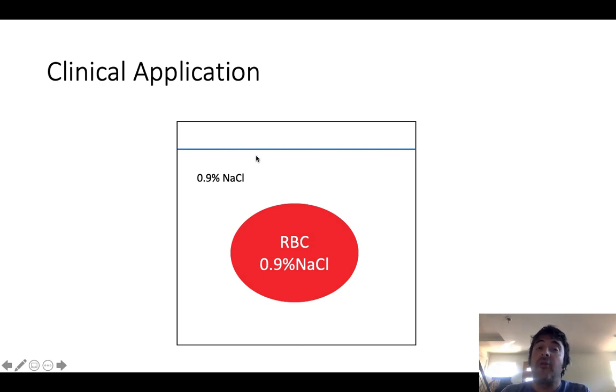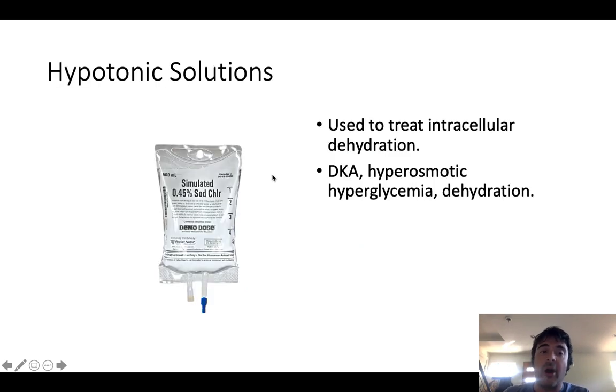If you're doing that, you don't want to play around with the size and the shape of the cells. You don't want water flooding into your cells or being sucked out of your cells. But that's not always the case. Sometimes there are solutions that you want to run under certain scenarios. So if we look here, we have a 0.45% sodium chloride solution, right? By definition, a 0.45% sodium chloride solution would be a hypotonic solution.